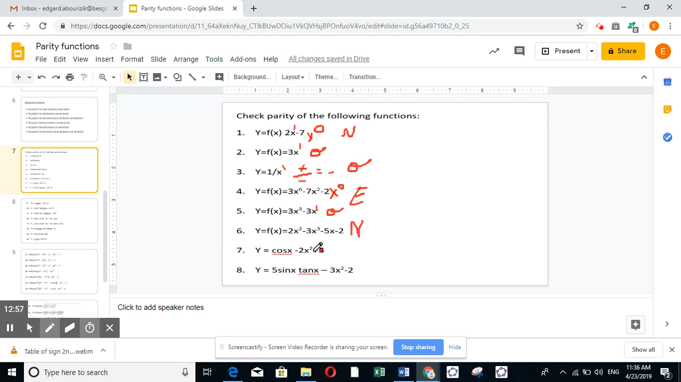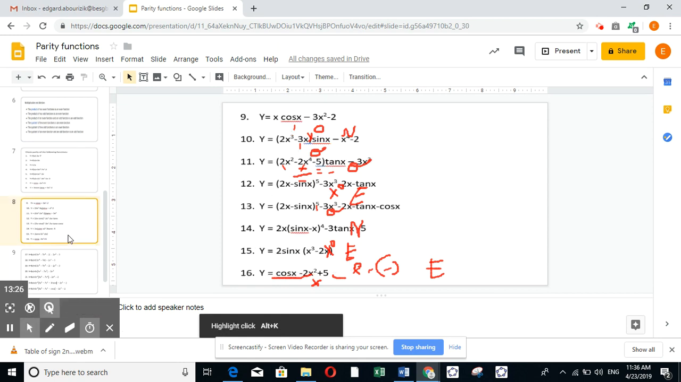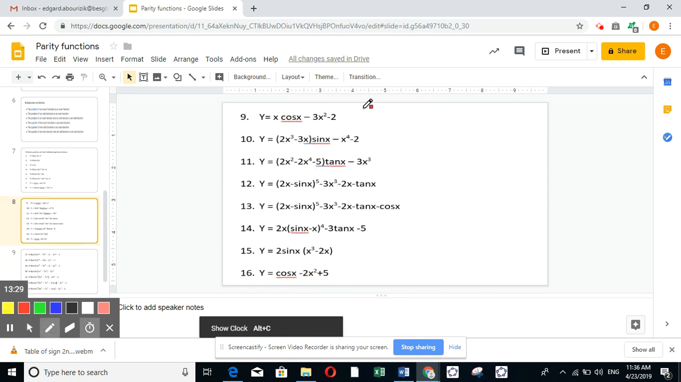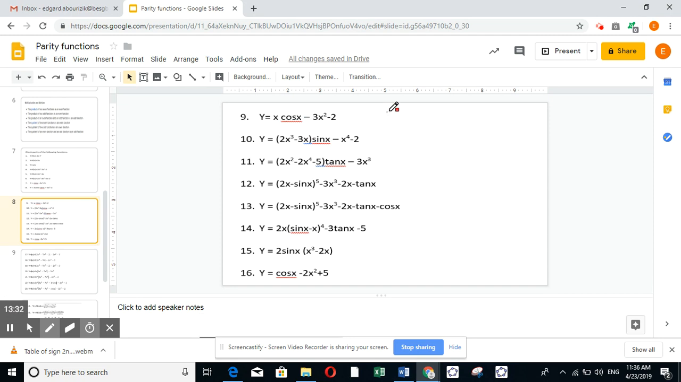Cosine x is even, this is x squared, even, and 5x power 0 is even. So this is even. Here I have a product. Sine is odd and tangent is odd, so minus times minus is plus. So all of that is plus, then this is even, this is even. Sum of even plus even is even. Here x is odd, cosine is even, minus times plus is minus, so it's odd. Here this is odd.